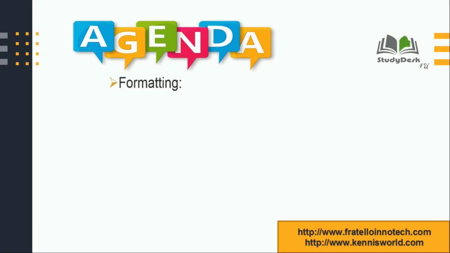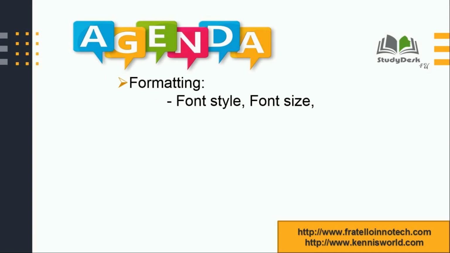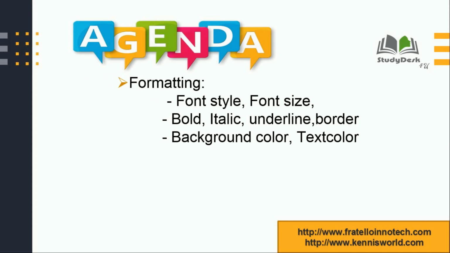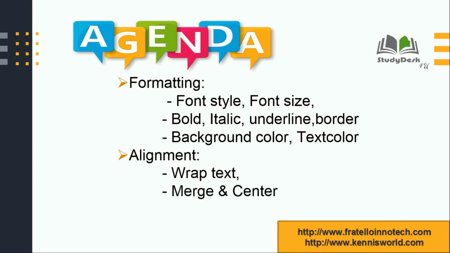So first, we begin with formatting. Formatting is nothing but some effects like font style, font size, how to apply bold, italic, underline, and border, applying some background colors and text colors. And next, alignment, cell alignment, how our content is aligned in the cells. Apart from this, we also discuss some topics like wrap text and merge center. Finally, I end this session with a small concept called format painter.